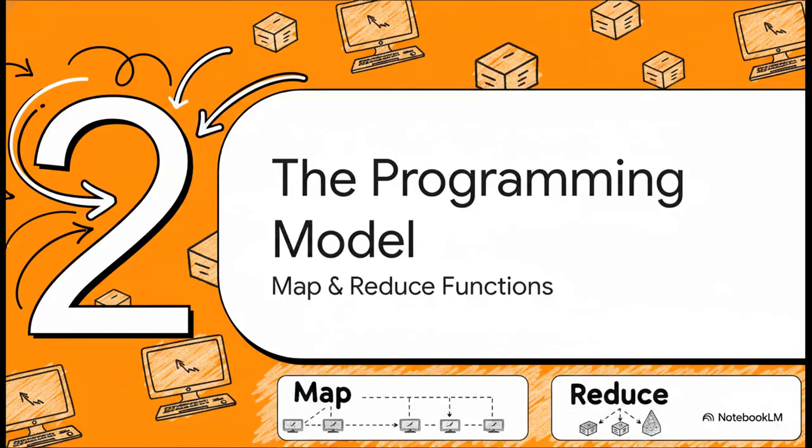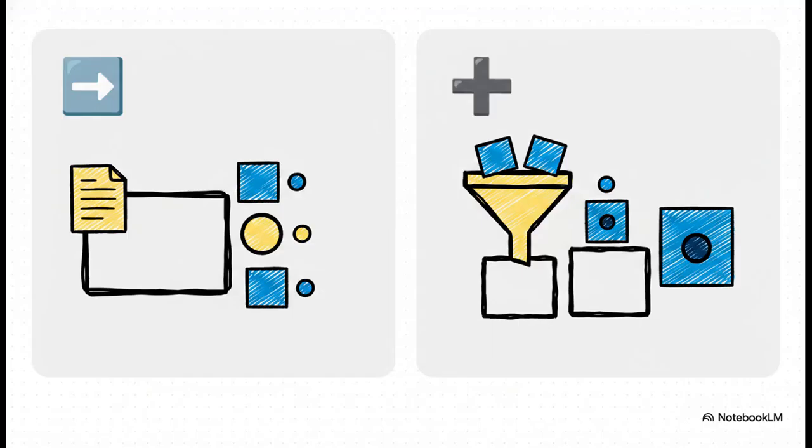So, you might be wondering, if the system handles all that hard stuff, what's actually left for the developer to do? Well, that's the beautiful part of this whole model. As the programmer, you really only need to write 2 simple functions, map and reduce. That's it. Okay, let's look at these 2 functions. On the left, you've got the map function. Its job is to take a piece of data, say a line from a file, and transform it into these little key value pairs. Think of it like putting a label on a piece of data.